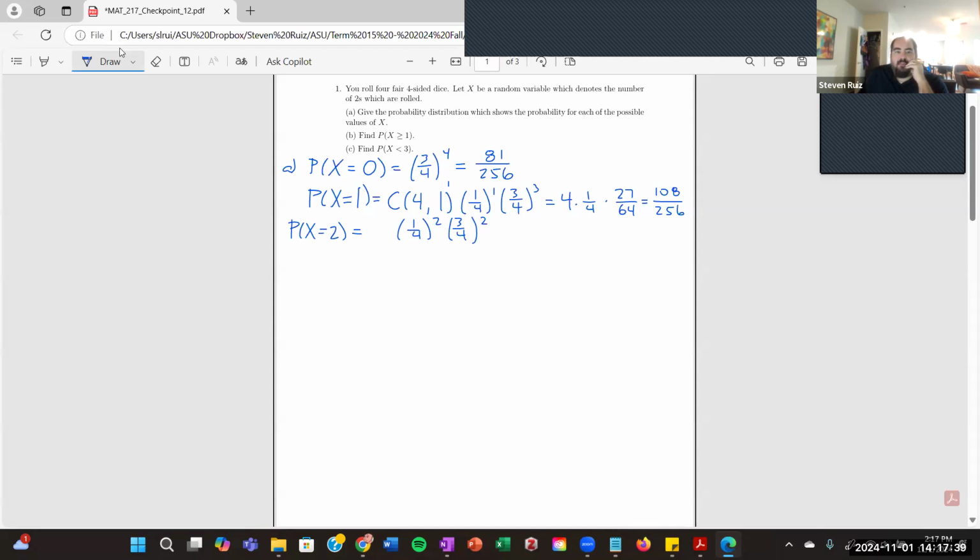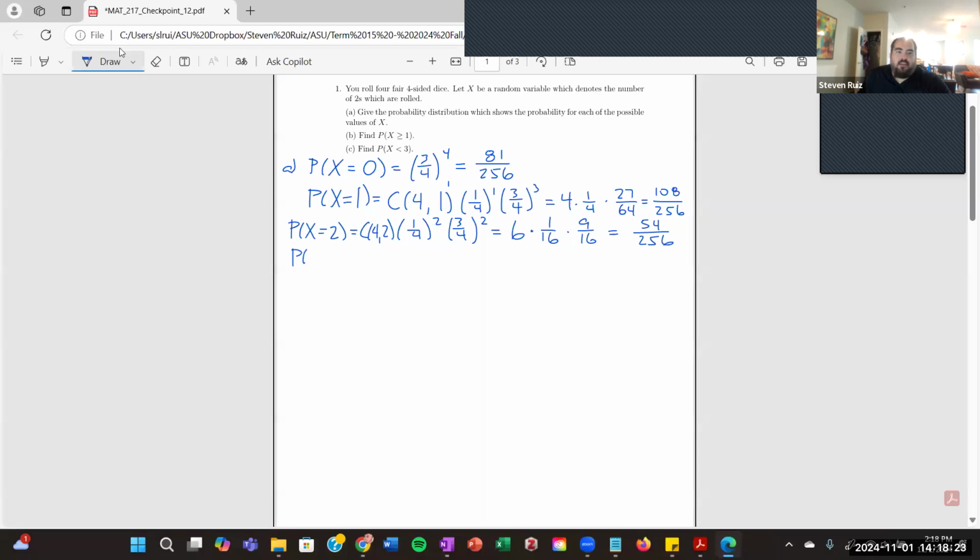But I also need, and I didn't give myself enough room for this, a 4 choose 2 combination here. Because of those 4 dice, I need 2 successes to show up somewhere, and there are 6 ways that can happen. So the number of combinations here is 6 times 1/16 times 3/4 squared, which is 9 over 16. So what does this come out to be? This is 6 times 9, which is 54 over 256.